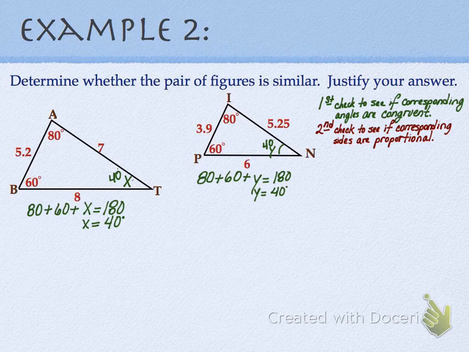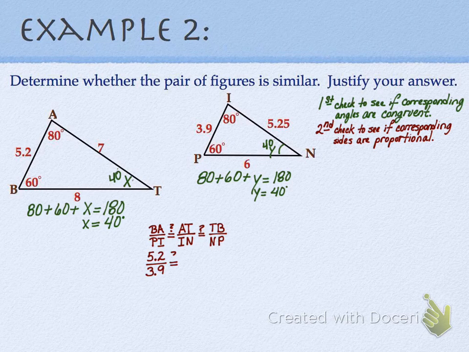Check to see if the corresponding sides are proportional. So I started writing my proportions, and I used BA first, BA between the 60 and the 80. And I go over here to the 60 and the 80, and I say, okay, so that's PI. So BA is to PI. That's where this comes from. Then I set the next proportion to be AT is to IN, between the 80 and the 40. And the last one is TB is to NP, the bottoms.